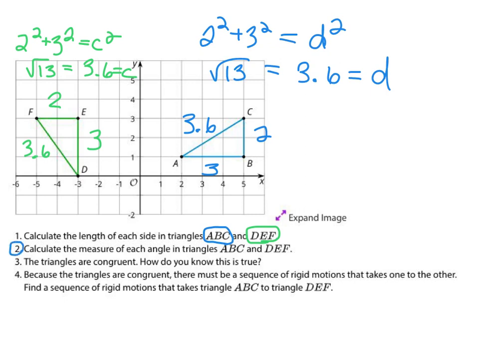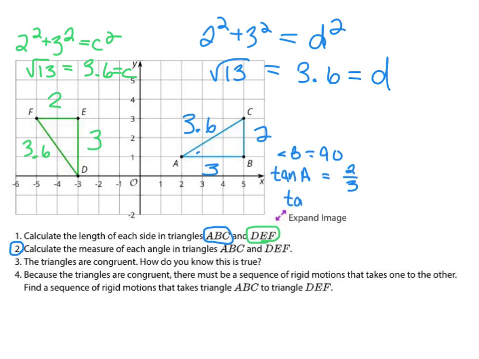Okay, this right here, we know some of the measures of the triangles. So I'm in blue. I know that angle B is 90 degrees. Now, the measure of angle A, if I do opposite over adjacent, that's going to be tan of A. We learned that a long time ago, didn't we? Tan of A is 2 over 3.